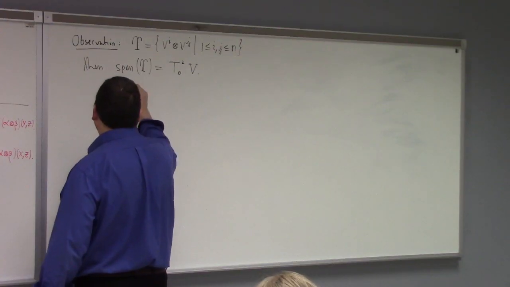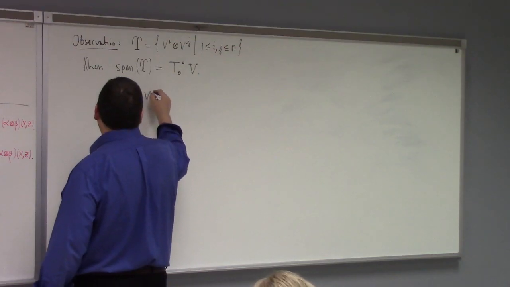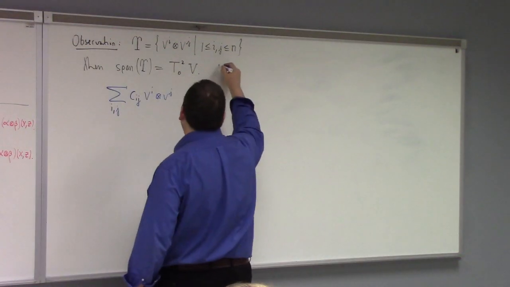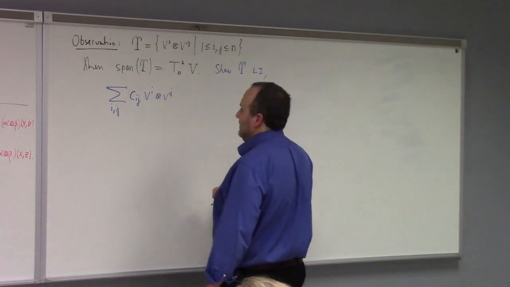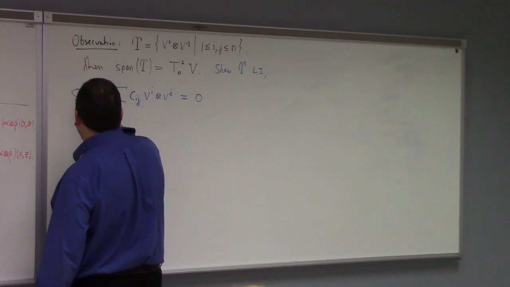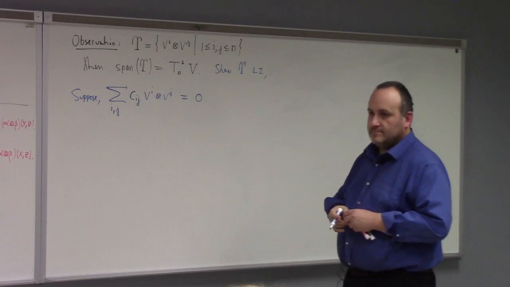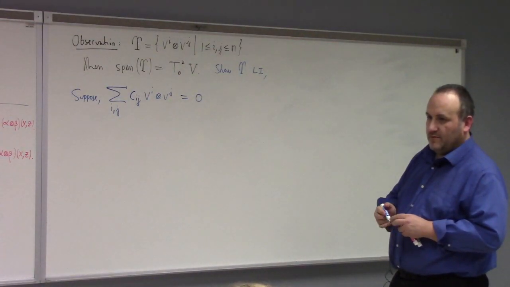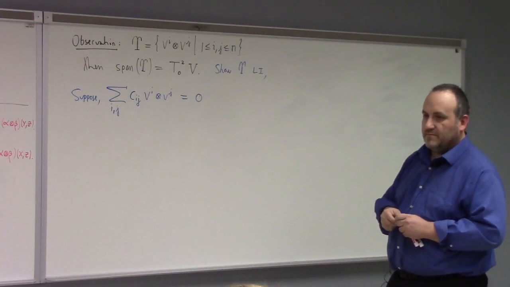All right, so the sum, let's say sum over i and j of C_ij V^i tensor V^j. I want to show upsilon is linearly independent, all right? So suppose this is equal to 0. Our goal is to show all the coefficients are 0. What should I do here?